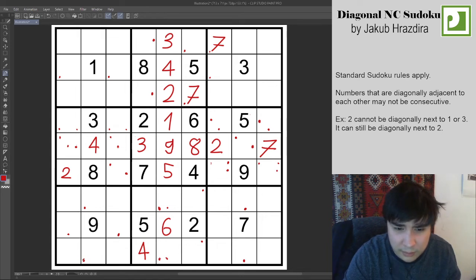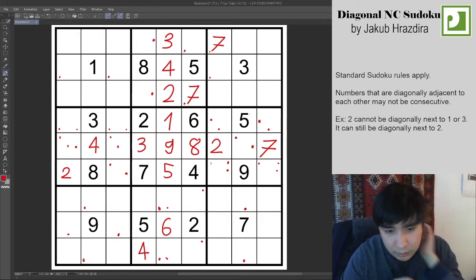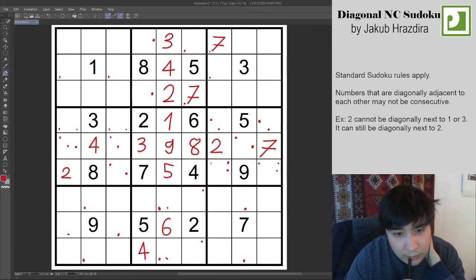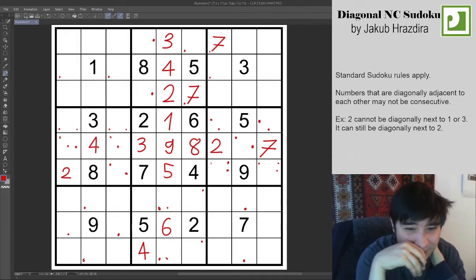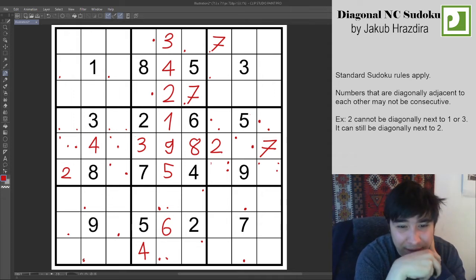Right? How does this work with the 8 though? Have I messed something up? Oh, geez, please don't tell me I messed something up.